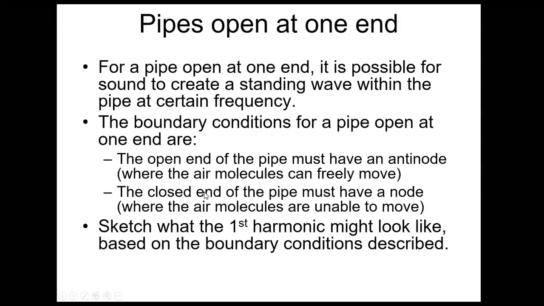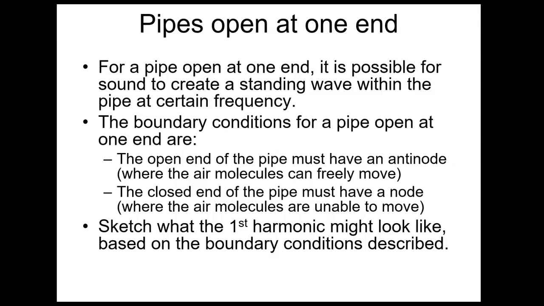Okay, so let's start with pipes open at one end. It's important that you understand the boundary conditions for a pipe open at one end because the standing waves here look a little bit different. So here are the 2 boundary conditions. Number 1, the open end of the pipe has to be an antinode. The reason for that is if the pipe is open at one end, the air can move freely at that end, and so it can reach a maximum amplitude at the end point.